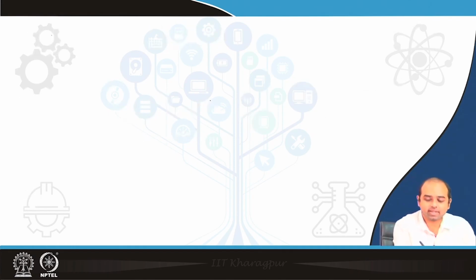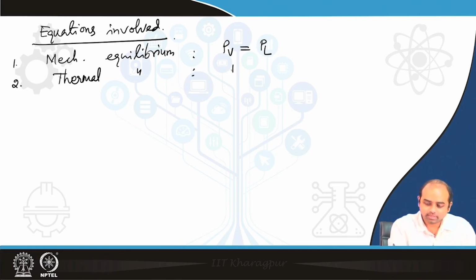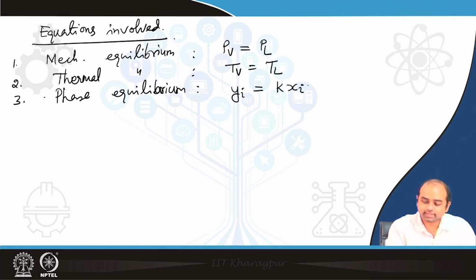Now let us look into the equations involved in these flash calculations. The first equation we have is mechanical equilibrium, which means the pressure of the vapor stream is equal to the pressure of the liquid stream, and that has to be satisfied. Similarly, thermal equilibrium, which means Tv is equal to TL. Then you also have phase equilibrium, which is chemical equilibrium, that's why all three are balanced. We know the phase equilibrium relationship as Yi equals Ki Xi, and this is true for all components, where K is the equilibrium constant. Then we have the overall material balance or mass balance.